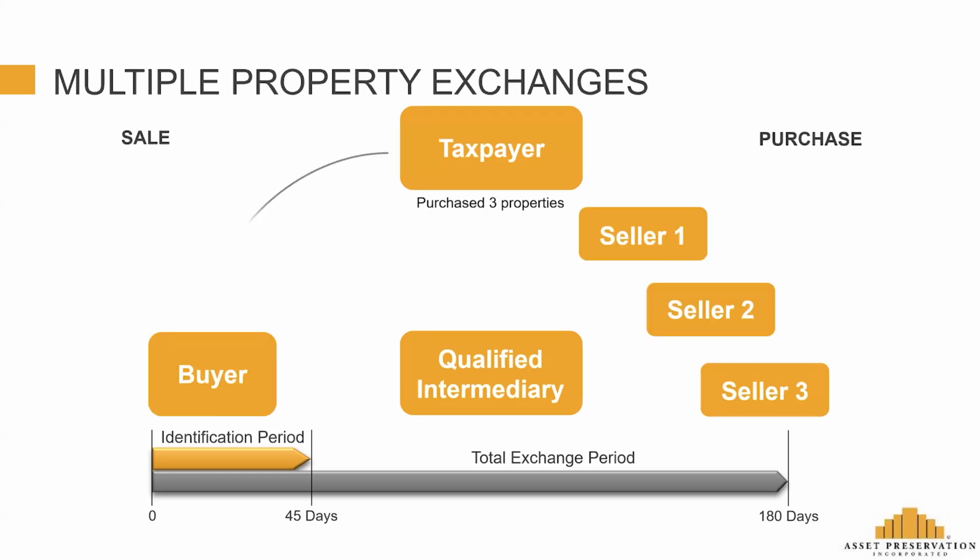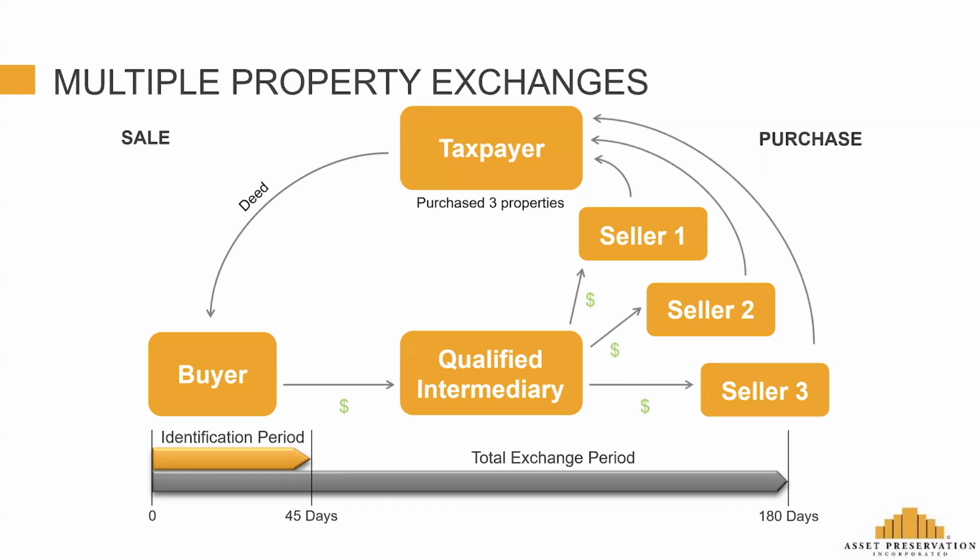The next slide is going to show you the more common variation. This is when I sell 1 property and the money goes to the qualified intermediary. Now I'm going to buy 3 replacement properties. So I'm going to leverage up, right? I'm going to grow my portfolio. So this scenario is probably the more common one that we see out there, multiple replacement properties.